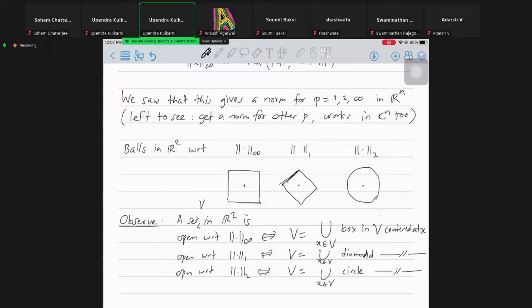Now, I want you to observe that all these three conditions are equivalent to each other. Why is that? Can someone articulate this? For example, why does a set V that satisfies the first line also satisfy the second line? The diamond can be drawn inside the box. Right.